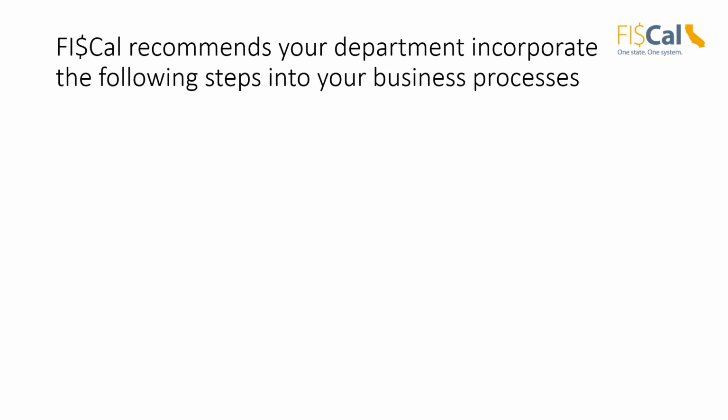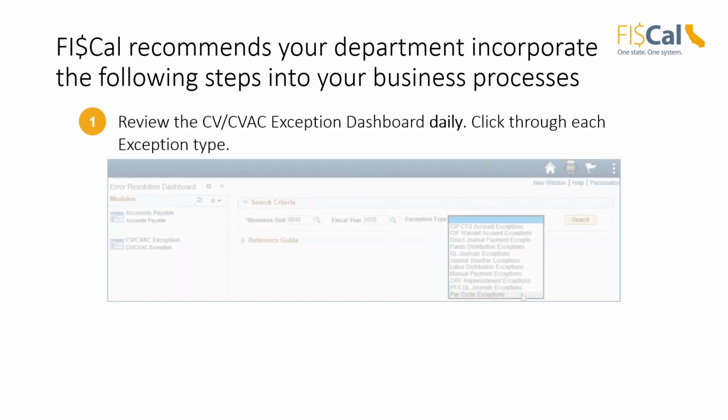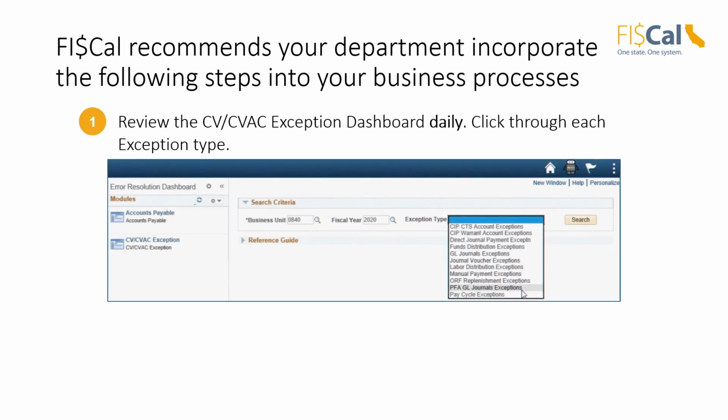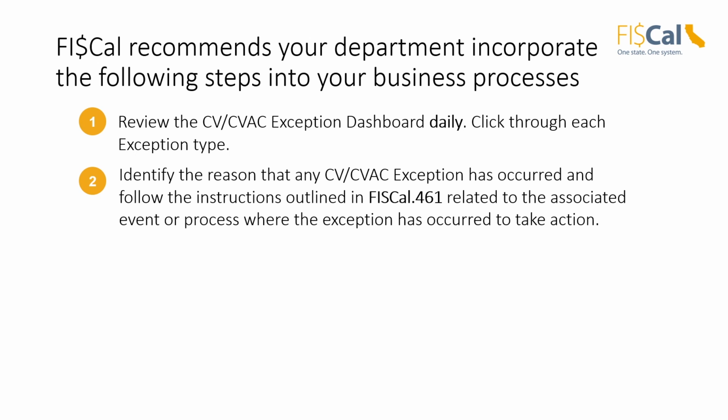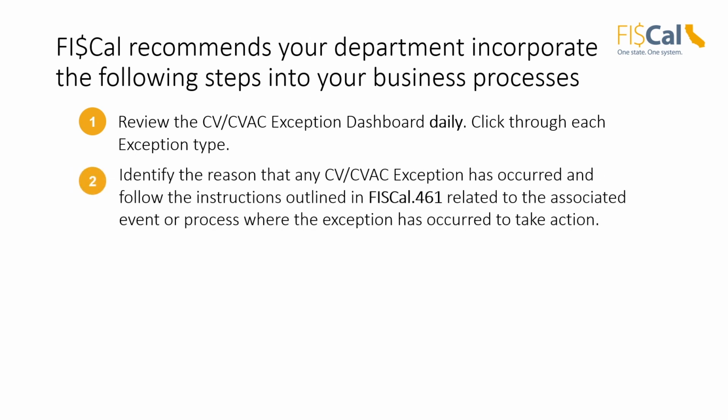With this new functionality, Fiscal recommends that your department incorporate the following steps into your business processes. Review the CVAC exception dashboard daily. Make sure to click through each exception type to identify if any exceptions have occurred for each type. Identify the reason that any CVAC exception has occurred and follow the instructions outlined in Fiscal 461.